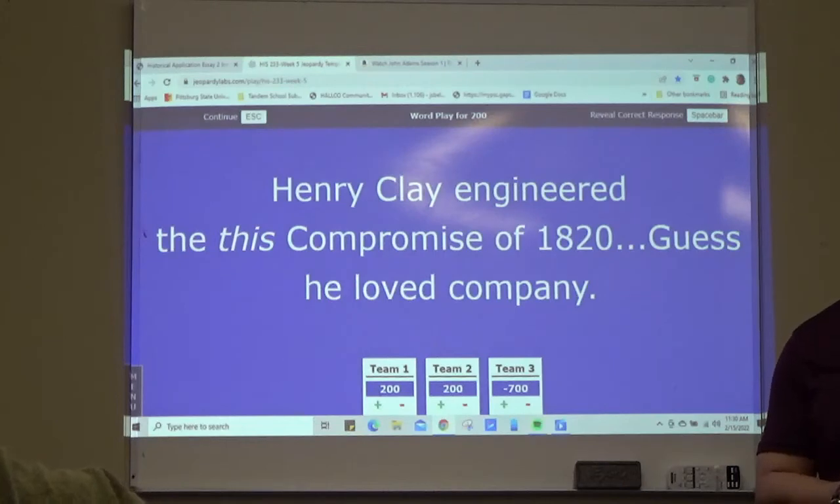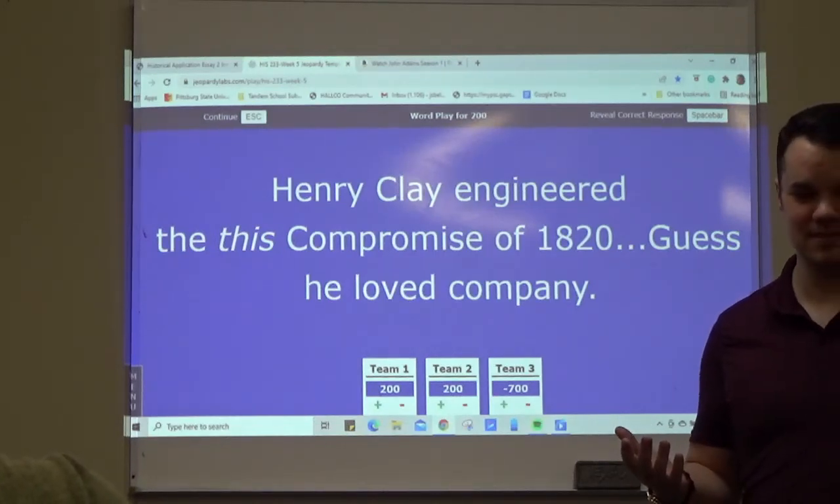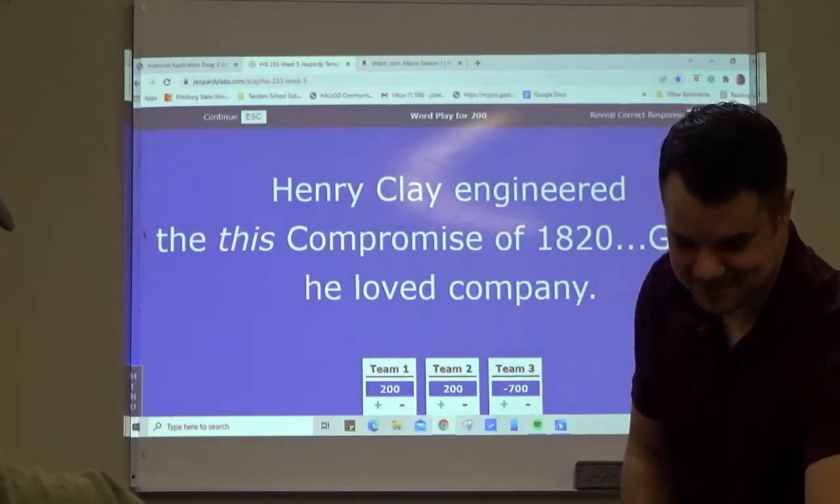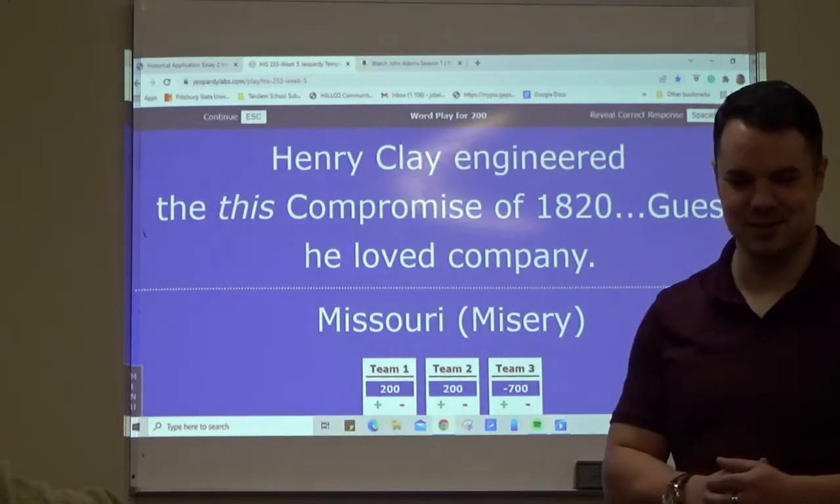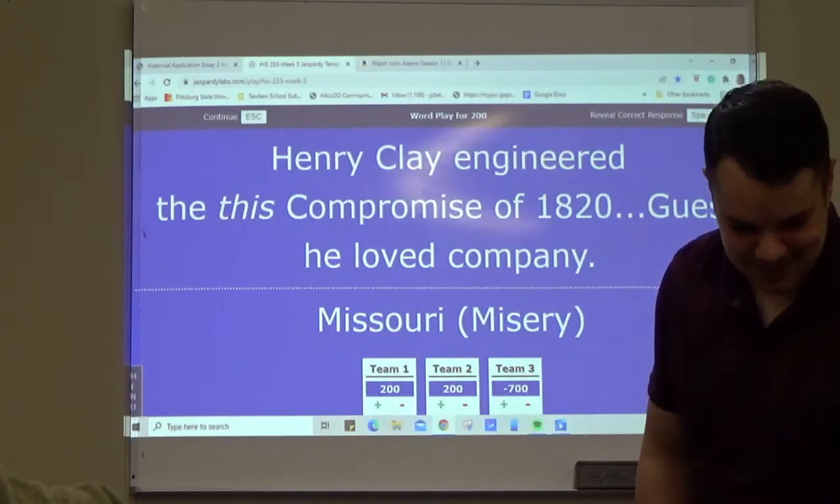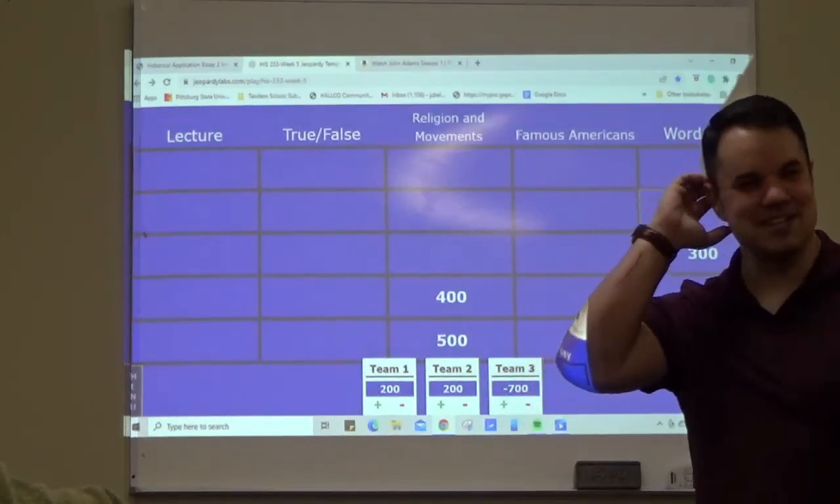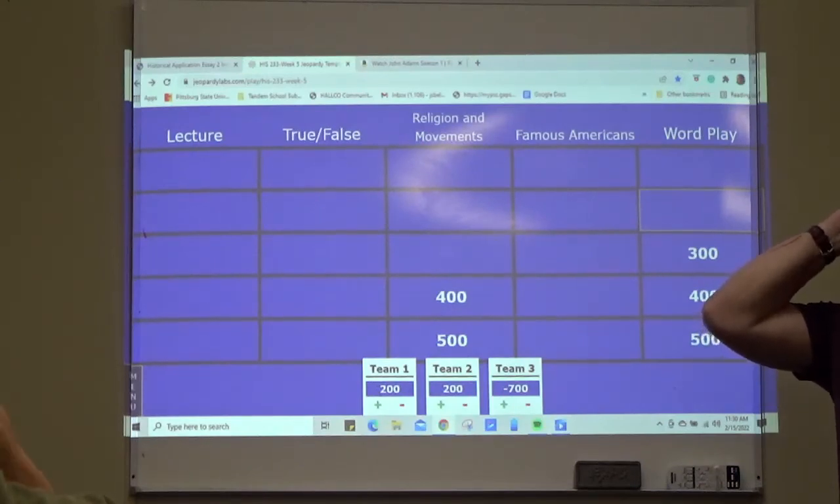Nobody knows this saying. That's surprising. You want to skip it? The Missouri Compromise, or Misery. Misery loves company. It's a saying. Because if you're miserable, you want company, or you want other people to be miserable along with you. I've never heard that. I'm really surprised that nobody got that. Especially considering it's the Missouri Compromise. That should have been even easier.